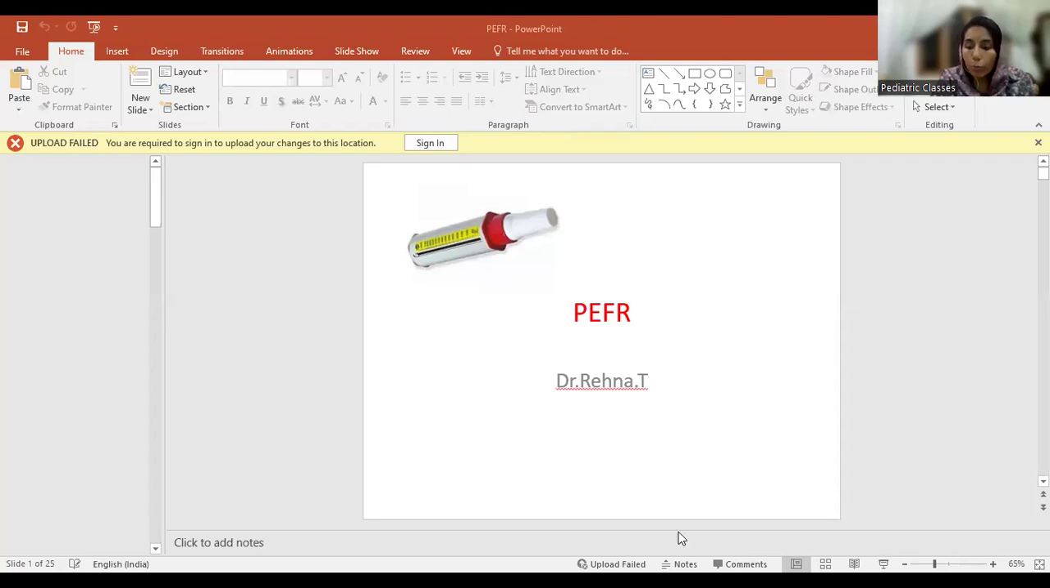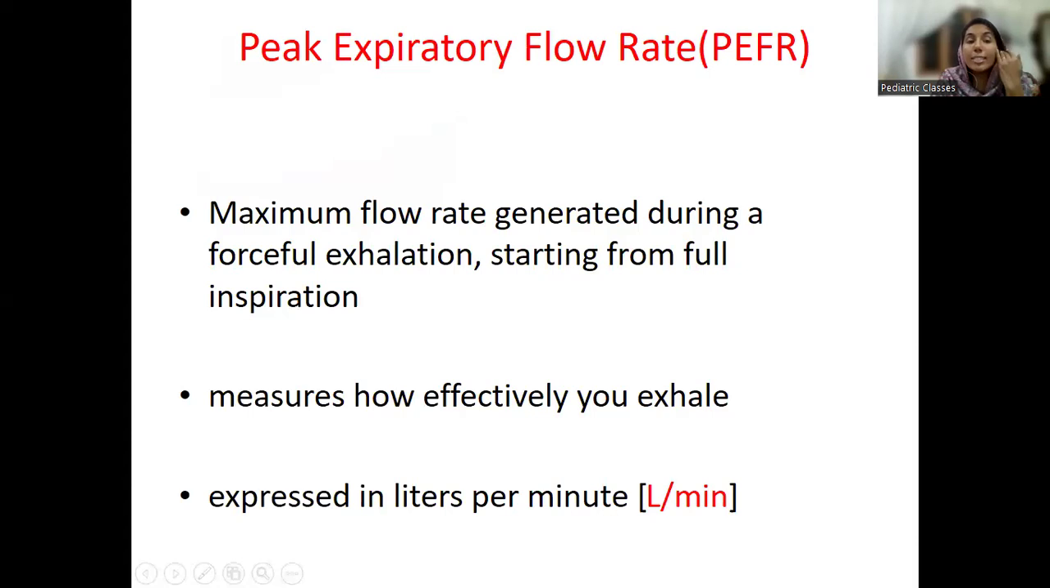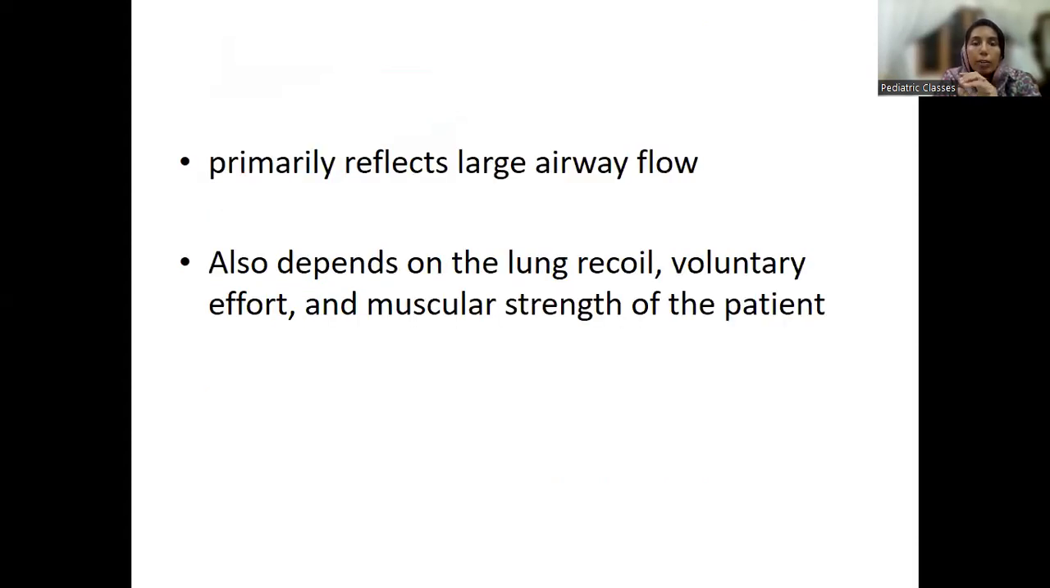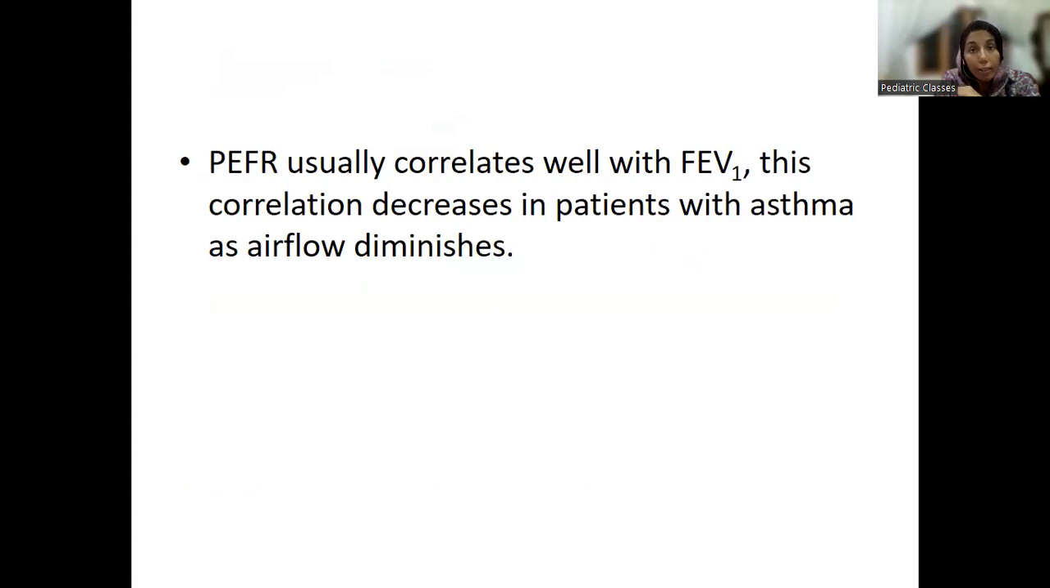So what exactly is the peak expiratory flow rate? This is the maximum flow generated during a forceful exhalation, starting from forceful inspiration, and it measures how effectively you can exhale. It is expressed as liters per minute. It reflects primarily the large airway flow. It also depends on the lung recoil, voluntary effort, and the muscular strength of the patient. It correlates very well with the forced expiratory volume in 1 second.